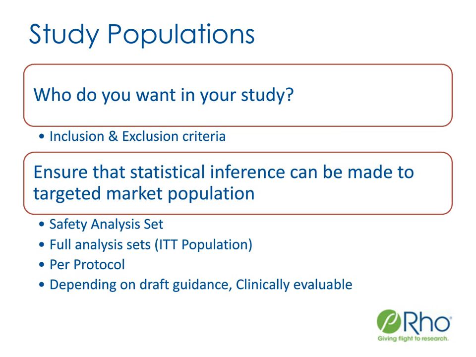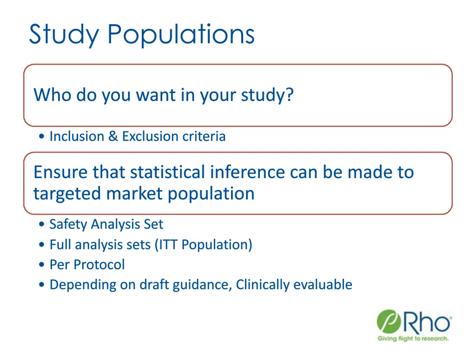Once we define our study population, we need to appropriately define our analysis sets. Common analysis sets are also called analysis populations. They include the safety analysis set, the full analysis set or ITT population, the per protocol population, and for some indications, a clinically evaluable analysis set may be defined.